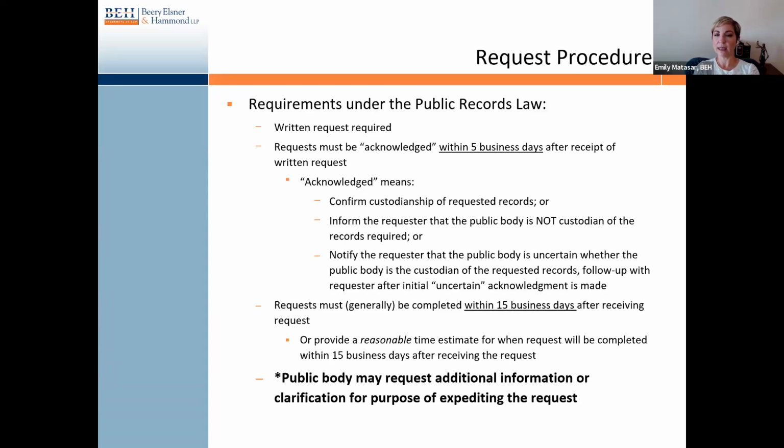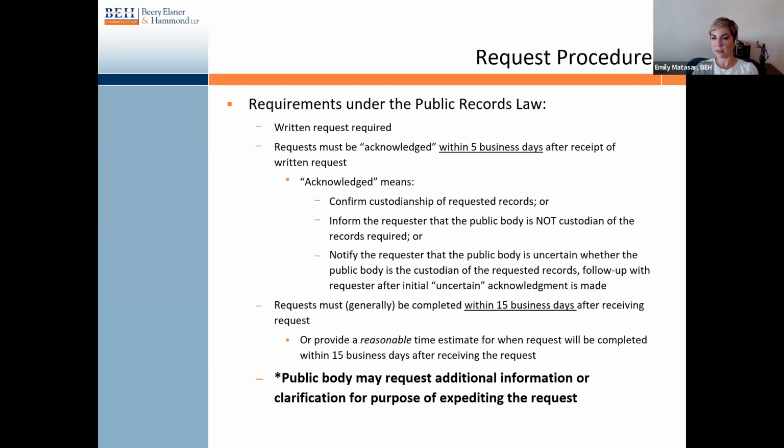Okay, at any time, the public body may request additional information or seek clarification for the purpose of expediting the request. The important part to know here is that if you request additional information or seek clarification from the requester, the standard 15-day timeline is paused until the requester responds. So let's say you seek clarification in good faith and the requester doesn't respond to your email for 3 days. Well, you have 3 more days. The 15 business days turns into 18 business days from the date you receive the request.